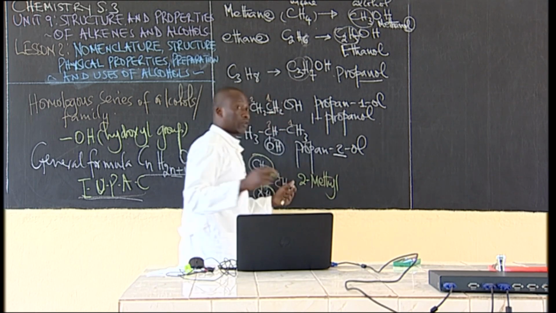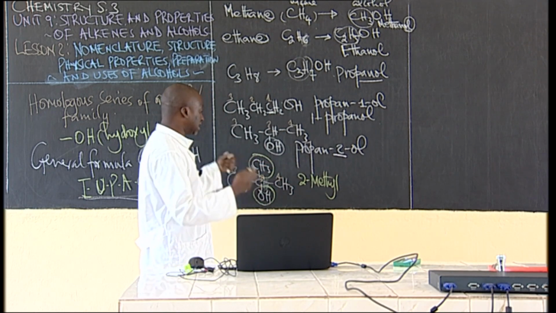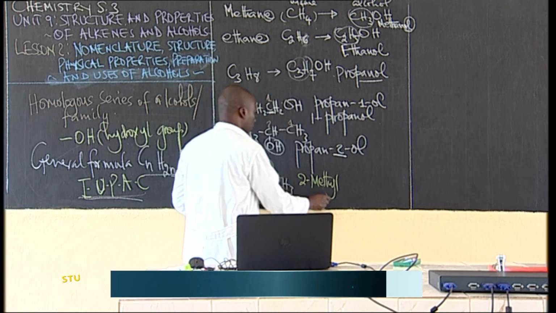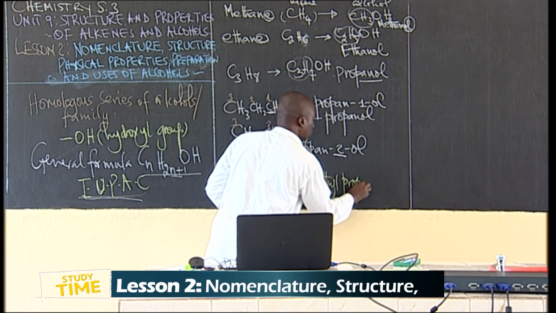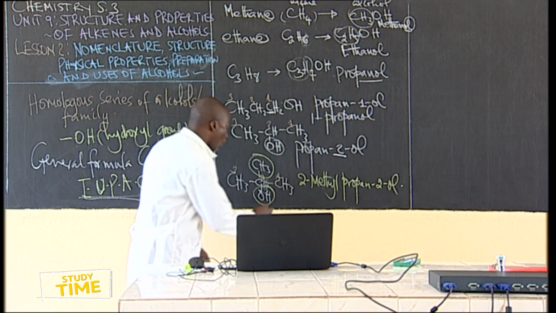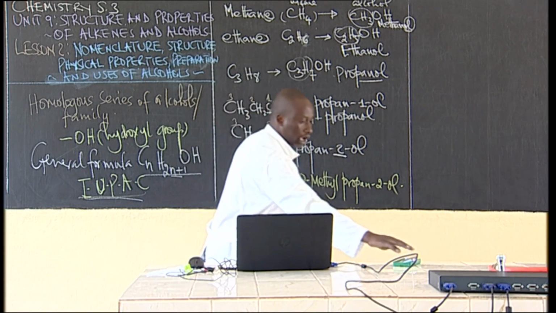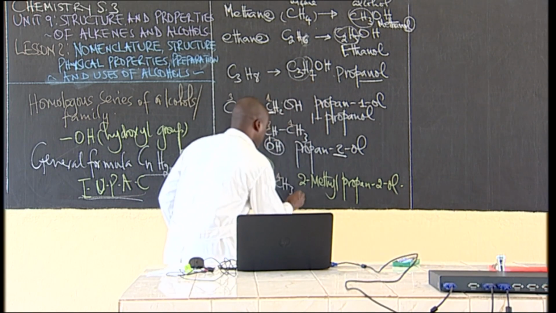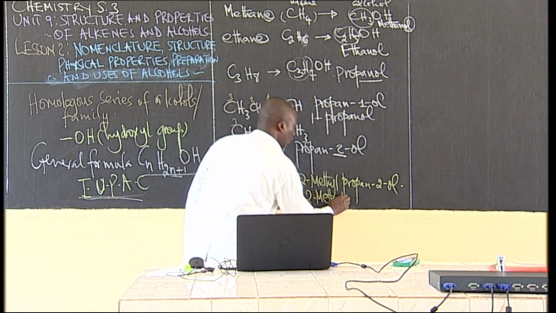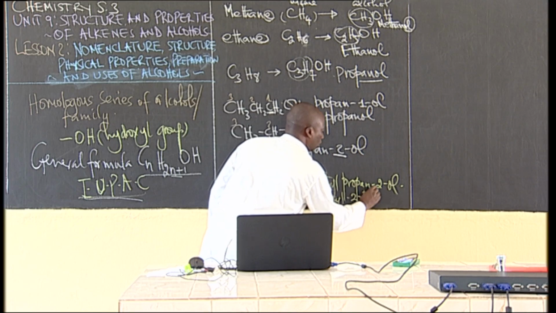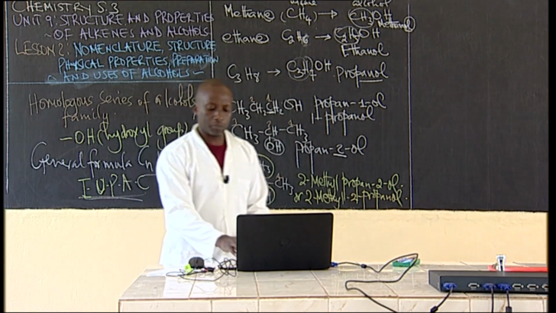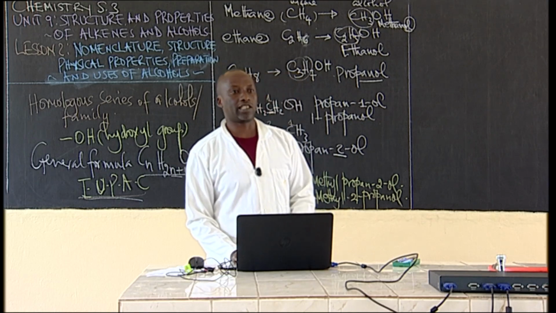2-methyl, if you remember the rules of naming the alkanes, then this one becomes very simple. 2-methylpropan-2-ol. Or you can say, this one can also be written as 2-methyl-2-propanol, like that. So that is the naming as it is required.